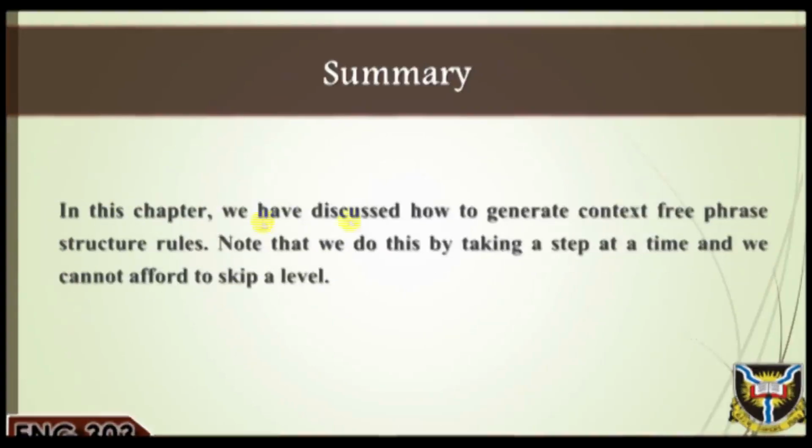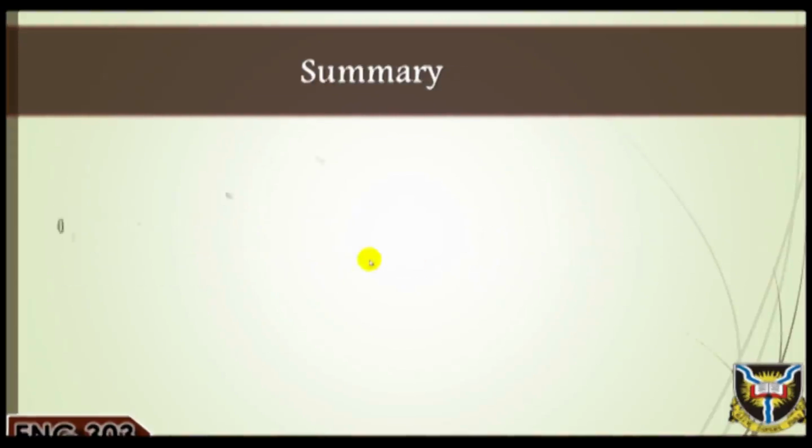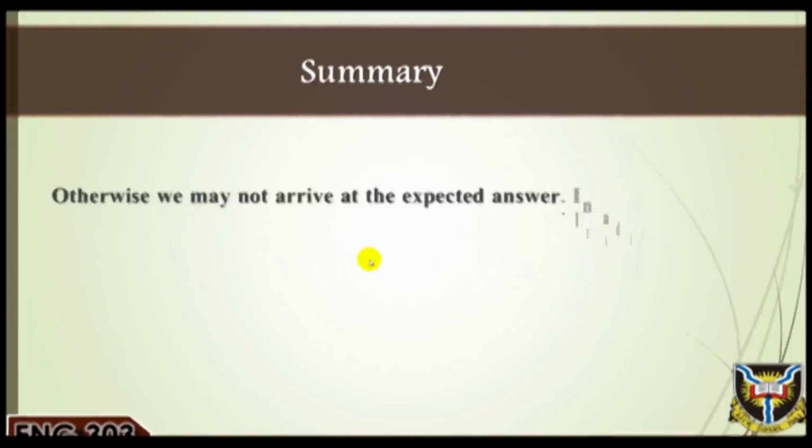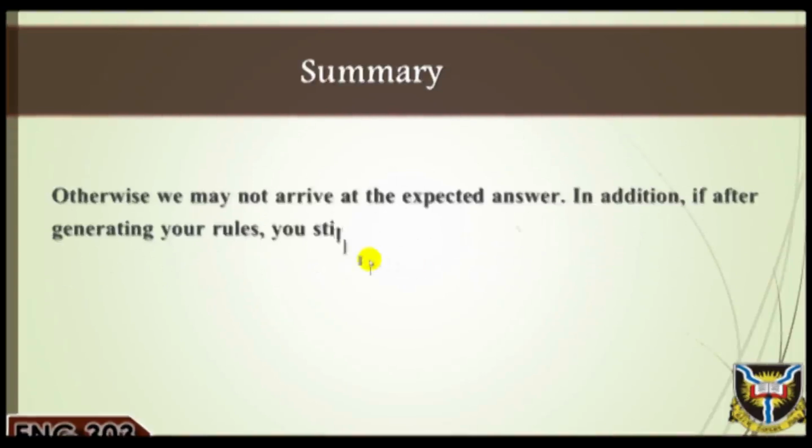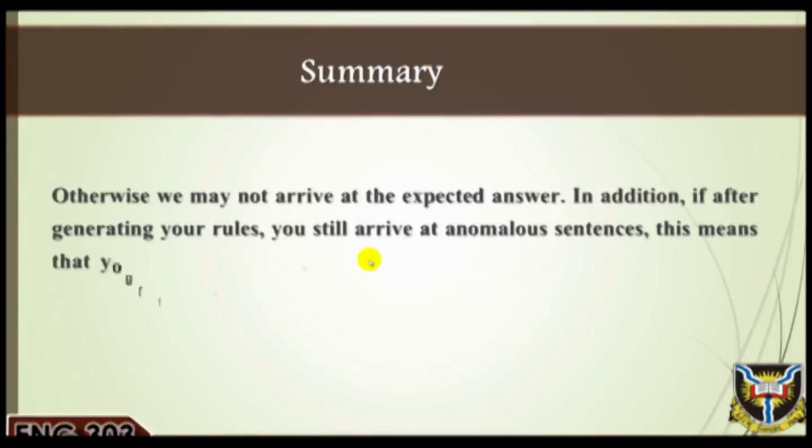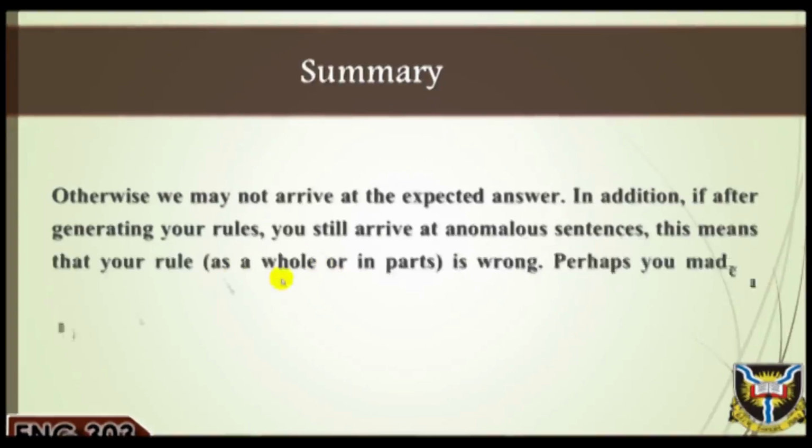In this chapter, we have discussed how to generate context-free phrase structure rules. Note that we do this by taking a step at a time, and we cannot afford to skip a level. Otherwise, we may not arrive at the expected answer. In addition, if after generating your rules, you still arrive at anomalous sentences, this means that your rule as a whole or in part is wrong. Perhaps you made a mistake somewhere along the line.